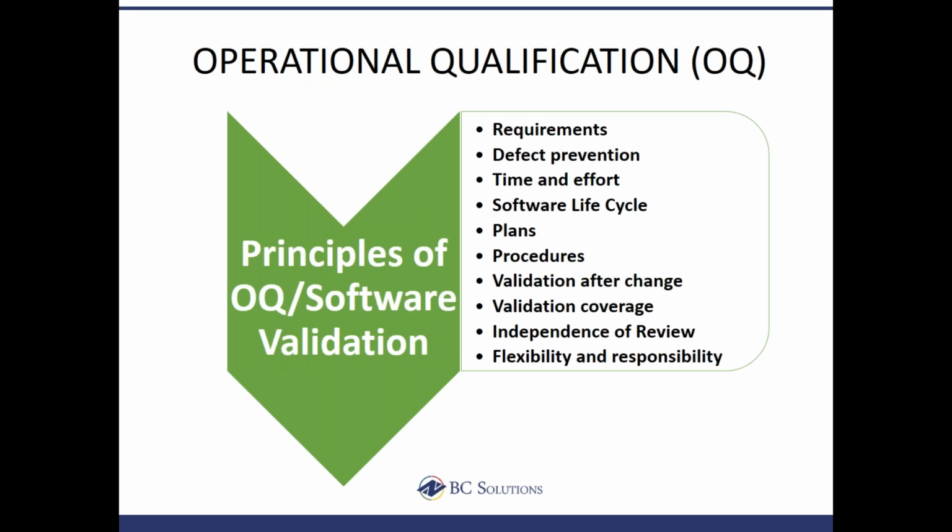That you need requirements. You have to have defect prevention, some sort of process for that. It takes time and effort. I'm sure that's no surprise to you folks. It's done during the software life cycle, as we saw earlier on my little cyclic diagram. You have to have plans. You should have procedures for how it should be done. There should be validation after any changes made. We call it usually revalidation. Depending on the scope of those changes, you would decide what you need to revalidate. It should cover as much of the things that could severely injure or kill a patient as possible.